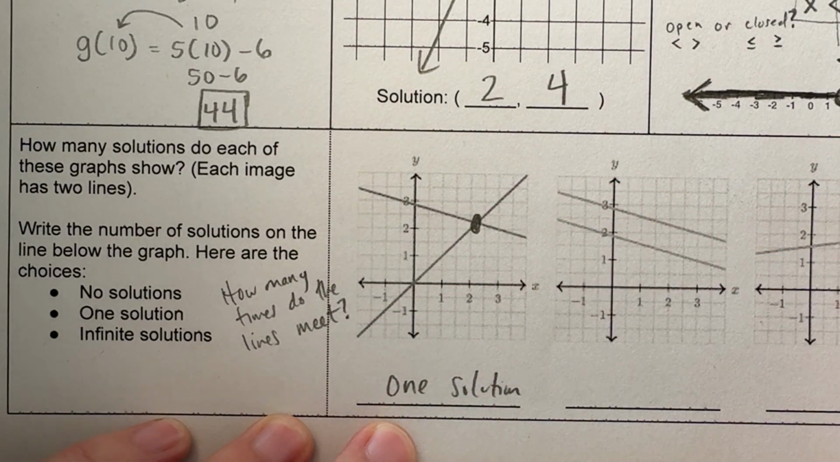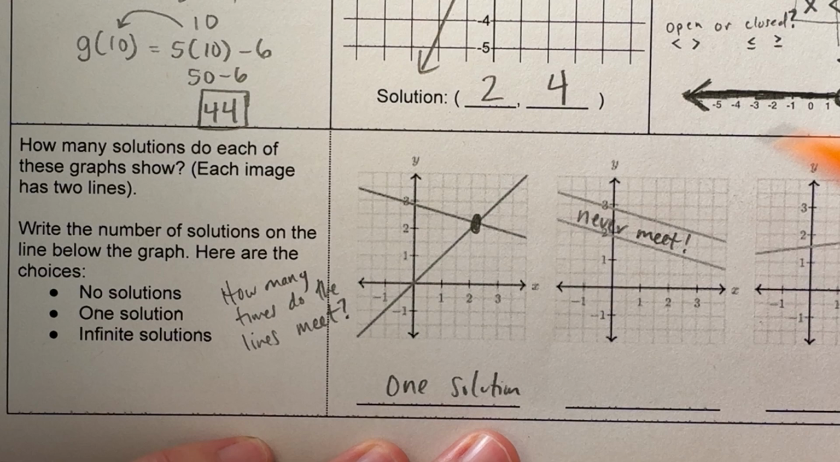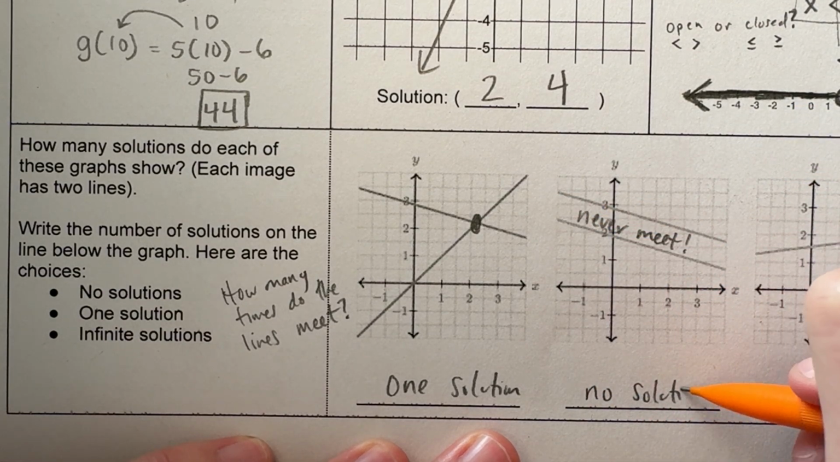Here, they go on forever and they never meet, right? They'll never meet. It's like train tracks, okay? These never meet. There's no solution. There's no point at which the lines will meet.